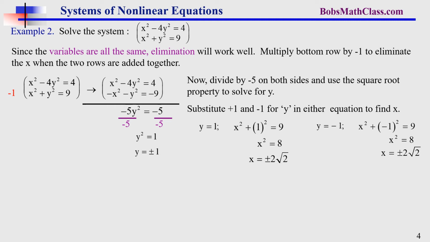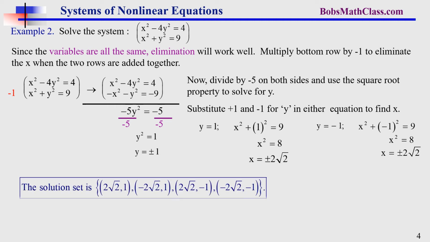So putting our answer together, we could have positive 2 square root 2 comma 1, negative 2 square root 2 comma 1, and the same thing goes on the right, positive 2 square root 2 comma negative 1, and negative 2 square root 2 comma negative 1. There's all four of our solutions.